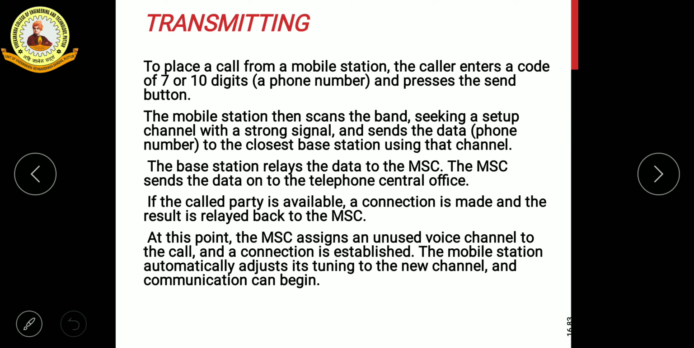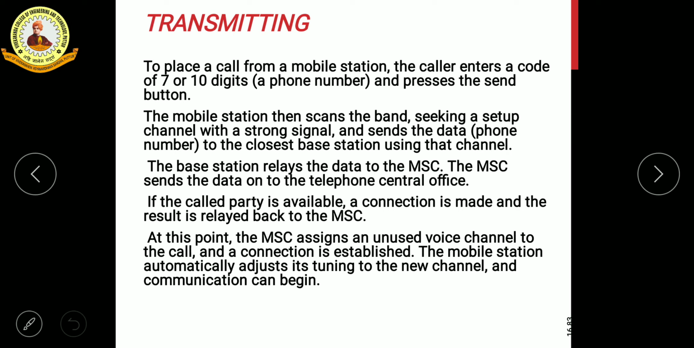The next point is transmitting. To place a call from a mobile station, think that you are making a call from your mobile. The caller enters a phone number. It may be a landline number or a mobile number. If it is a mobile number, it will have 10 digits. Then the caller presses the send button, which means the call button.